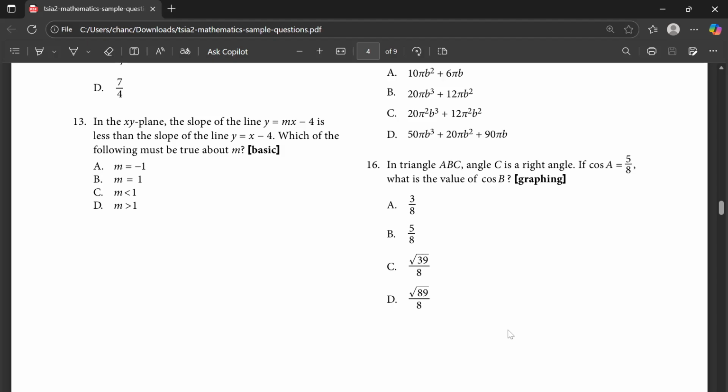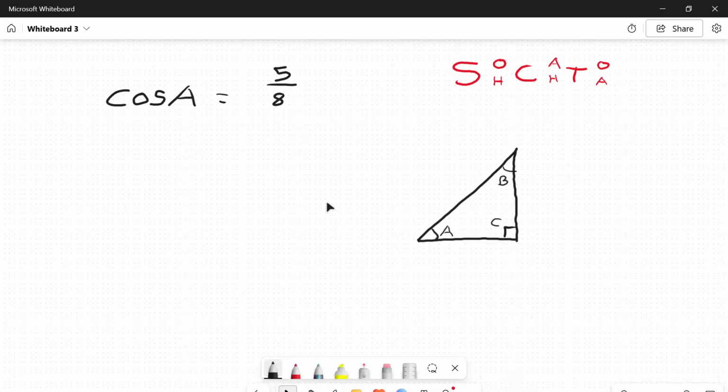For number 16, it says, in triangle ABC, angle C is a right angle. If cosine of A equals 5 over 8, what is the value of cosine of B? So I have a picture drawn here. They said that cosine of A equals 5 over 8.